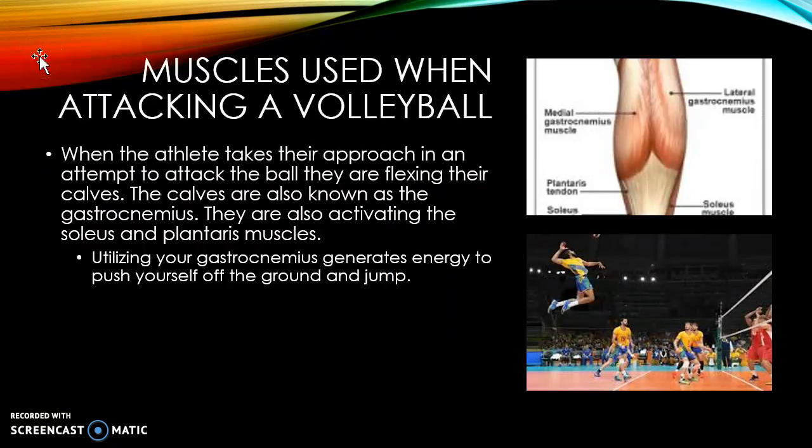When the athlete takes their approach in an attempt to attack the ball, they are flexing their calves. The calves are also known as the gastrocnemius. They are also activating the soleus and plantaris muscles. Utilizing your gastrocnemius generates the energy to push yourself off the ground and jump.